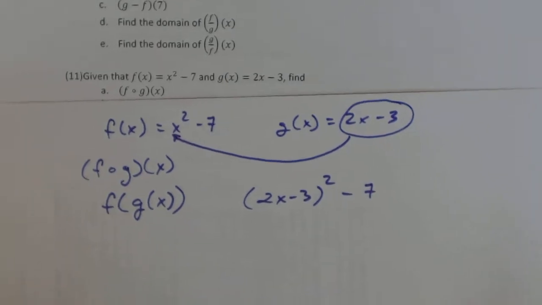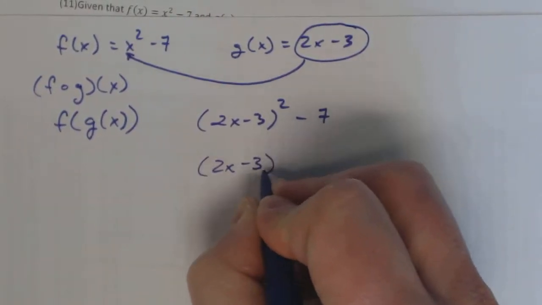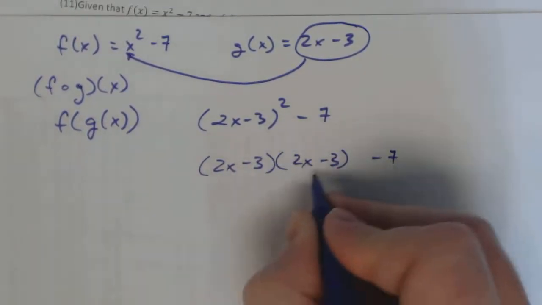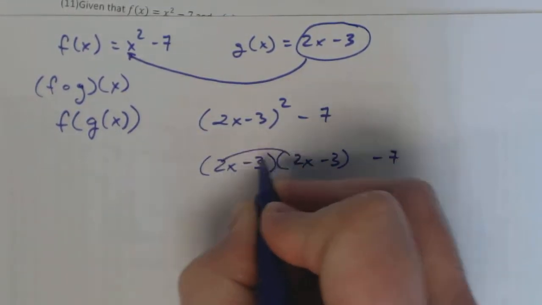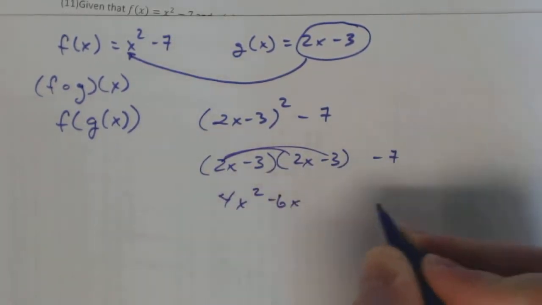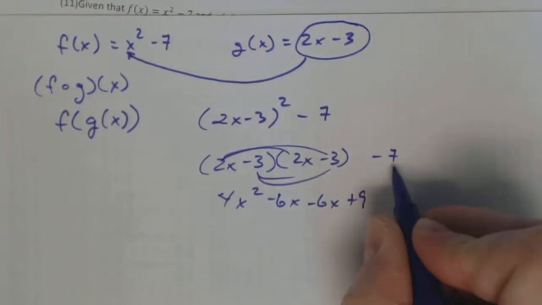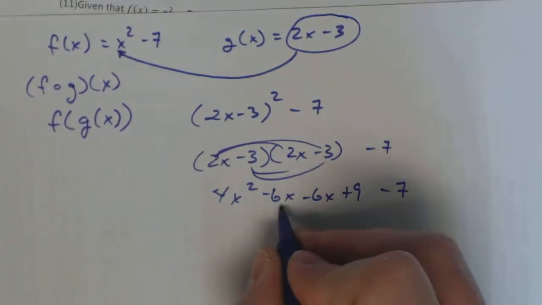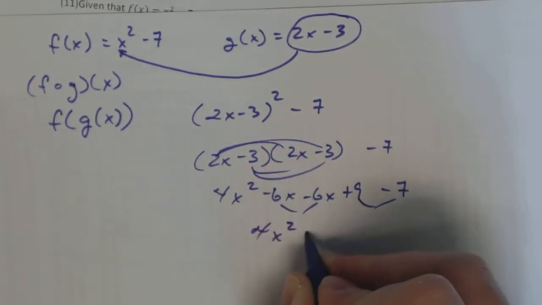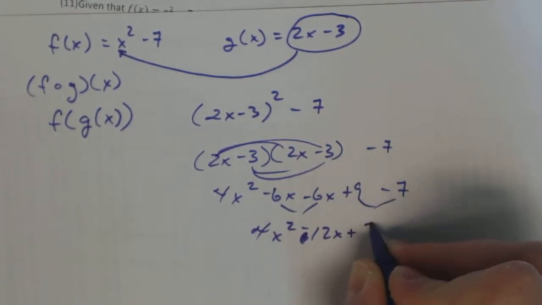If you really wanted to multiply it all out to simplest form, you're going to say 2x minus 3 times 2x minus 3 minus 7. So do this part first. Multiply out, distribute the 2x. 4x squared minus 6x. Then distribute your negative 3, and bring down the negative 7. Those two would go together, and these two would go together to give you 4x squared minus 12x plus 2.